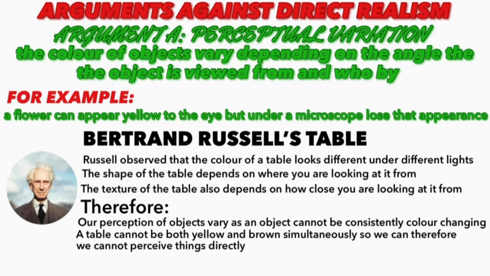A table cannot be both yellow and brown simultaneously, so therefore we cannot perceive things directly. Direct realism is false.